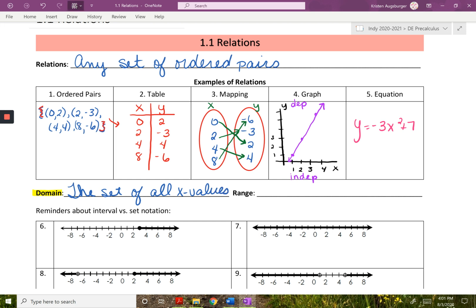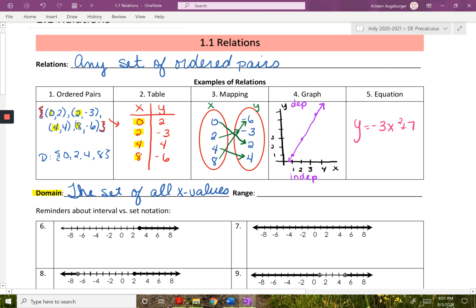And so for my domain here, if I wanted to go back through, I could say the domain is the set 0, 2, 4, and 8. And that is the same thing for 2 and 3. For 4 and 5, these guys are continuous functions, so they're going to have a full range, and so those domains are going to be a little bit different. But no matter what, when we're talking about domain, we are talking about the x values, whatever they might be.